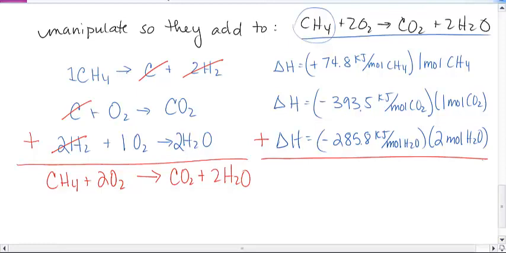So 74.8, notice this stuff cancels. So what will my units be when I add this all up? Just kilojoules. So 74.8 plus a negative 393.5 plus a negative 285.8. I have that number somewhere. Negative 890.5 kilojoules. Yes, you take negative 285.8 times 2 for that. Otherwise, you won't get this number. Does that make sense?